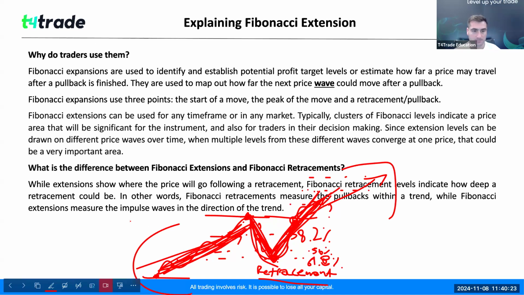Okay, so in other words, Fibonacci retracements measure the pullbacks within a trend, while Fibonacci extensions measure the impulse waves in the direction of the trend. So this is, on a grander scheme, a piece of a larger wave. This example is just a microcosm of that.